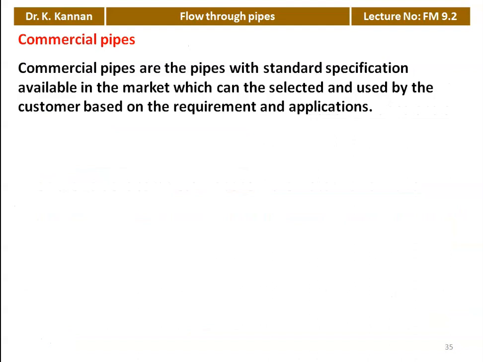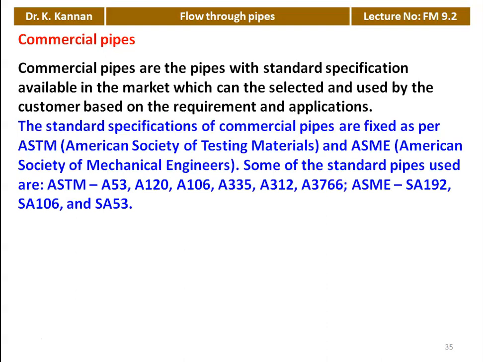And we have another topic called commercial pipe. So, these are the various pipes we use commercially, as per the standard. Commercial pipes are pipes with standard specifications available in the market, which can be selected and used by the customer based on the requirement and application. The standard specifications of commercial pipes are fixed as per ASTM, American Society for Testing and Materials, and ASME, American Society of Mechanical Engineers. Some of the standard pipes used are ASTM A53, A120, A106, A335, A312, A376, ASME SA192, SA106, and SA53. So, each specification will have different dimensions and thickness of the pipe.